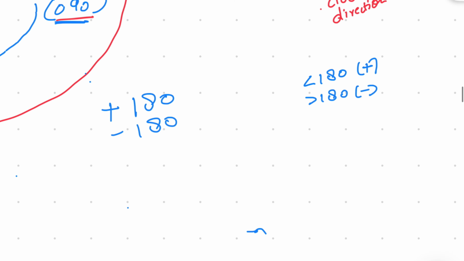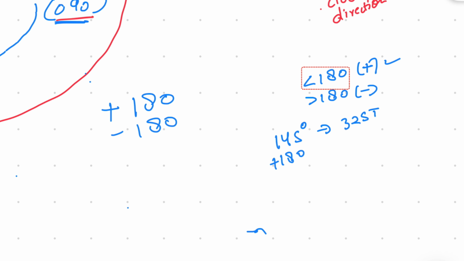So let's take an example. If the true direction is 145 degree, what is the reciprocal direction of it? It is less than 180, so we have to add 180. So the reciprocal direction will be 325 true.